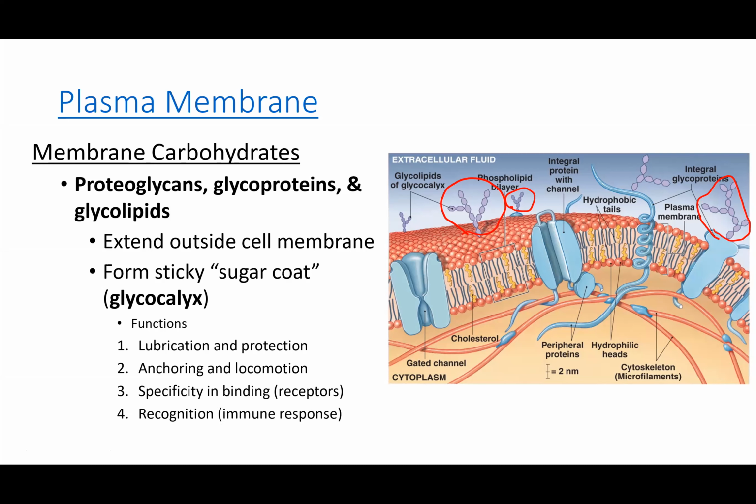And then lastly, recognition. And so it allows, for example, the immune system to recognize the cell as being healthy or infected, because it will have different membrane carbohydrates displayed on the outside of the cell if there's something wrong with the cell. And then your immune system will recognize that cell as being abnormal and then destroy it.